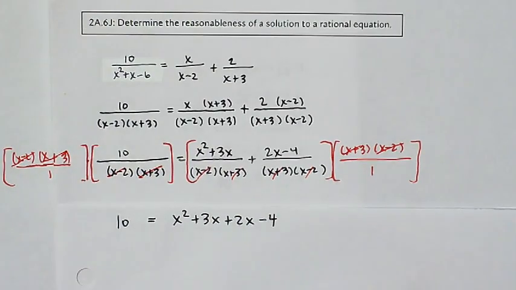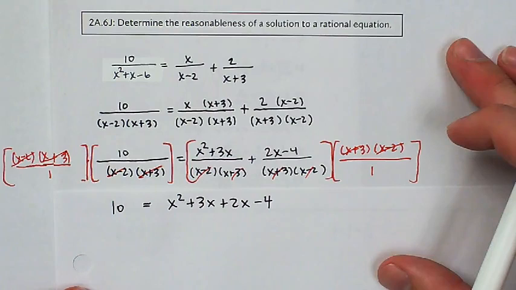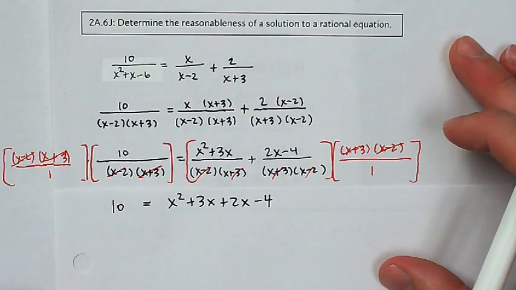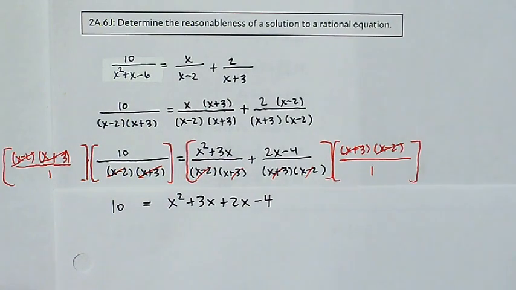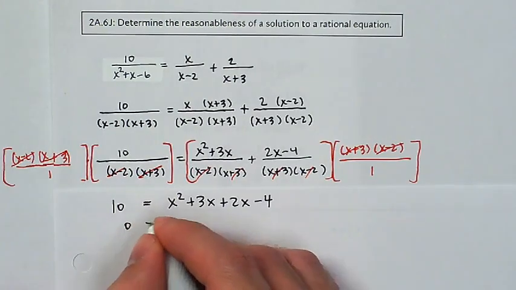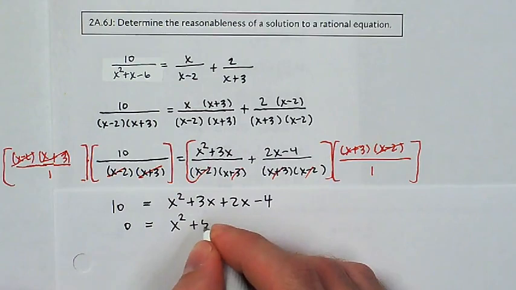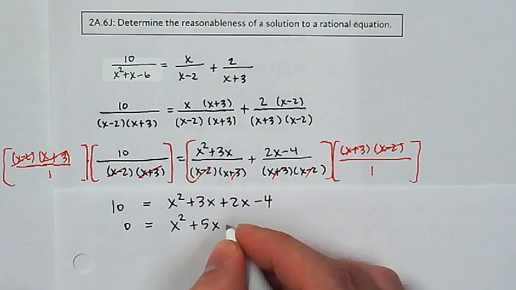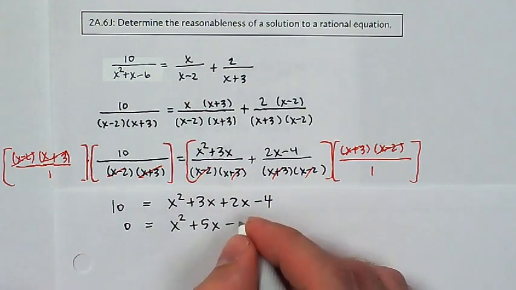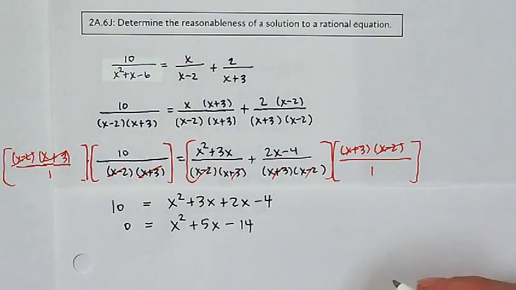Okay, now this is a quadratic with x squareds and x's in it, so our only hope for solving it is by setting it equal to 0. So I'm going to subtract a 10 from both sides. I might combine the 3x and the 2x into 5x. And minus 4 minus 10 more would be negative 14.